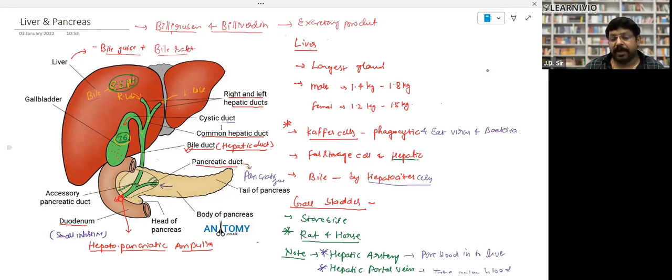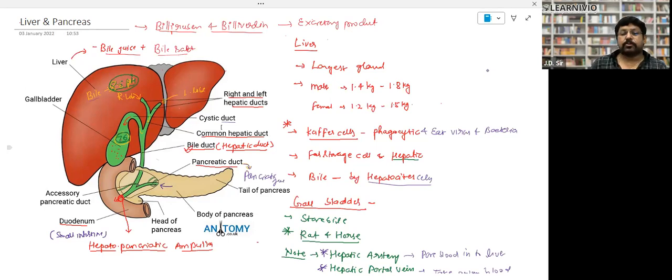The common opening opens into the duodenum of the small intestine. At what part it opens? That question has been asked. What is the cystic duct? That question has been asked. So you'll get this kind of question.